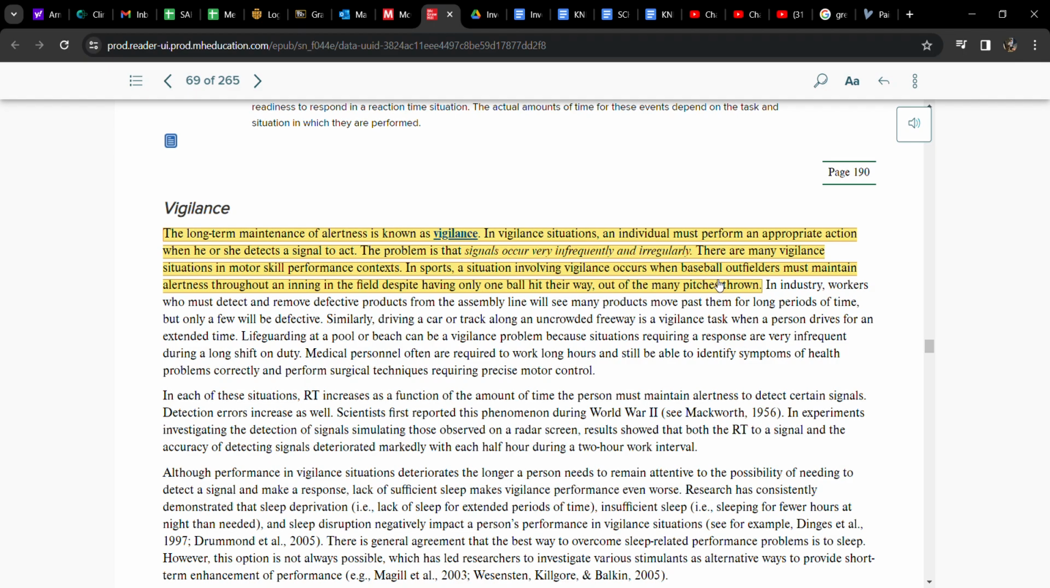That's a great example of vigilance. I still need to pay attention, but if I'm feeling dopey or tired or not paying attention and I'm sitting out in the outfield and all of a sudden the ball gets hit towards me and I'm not paying attention, well, now my vigilance is low, so I'm not going to be able to react appropriately to that ball being hit towards me.